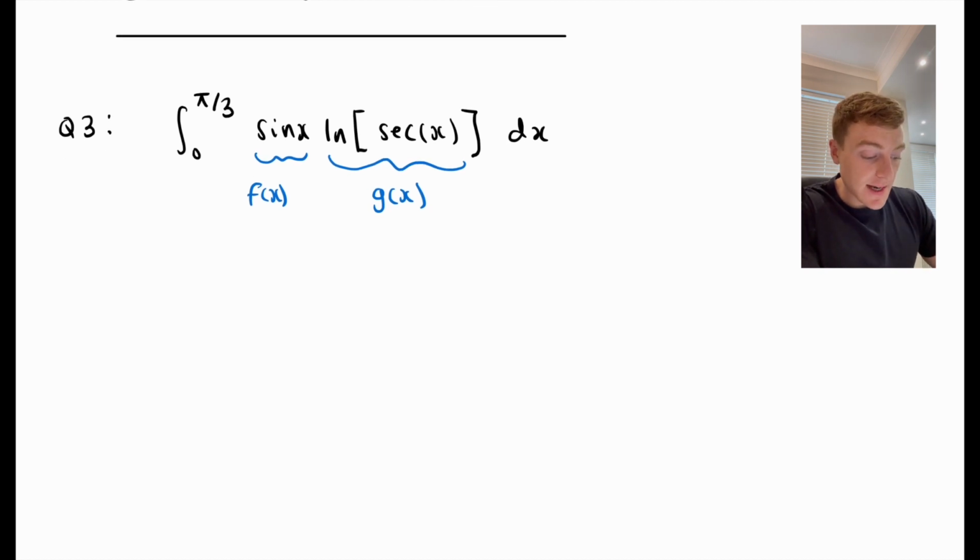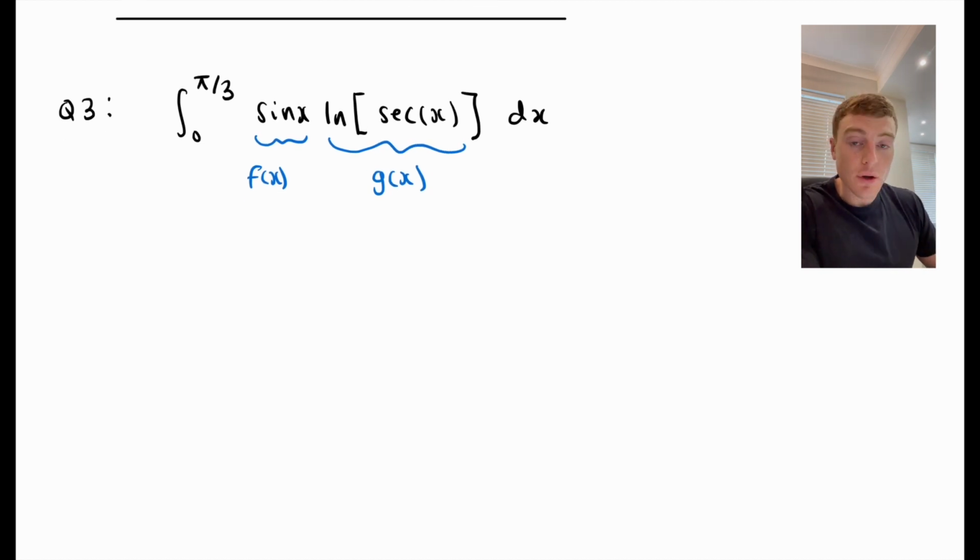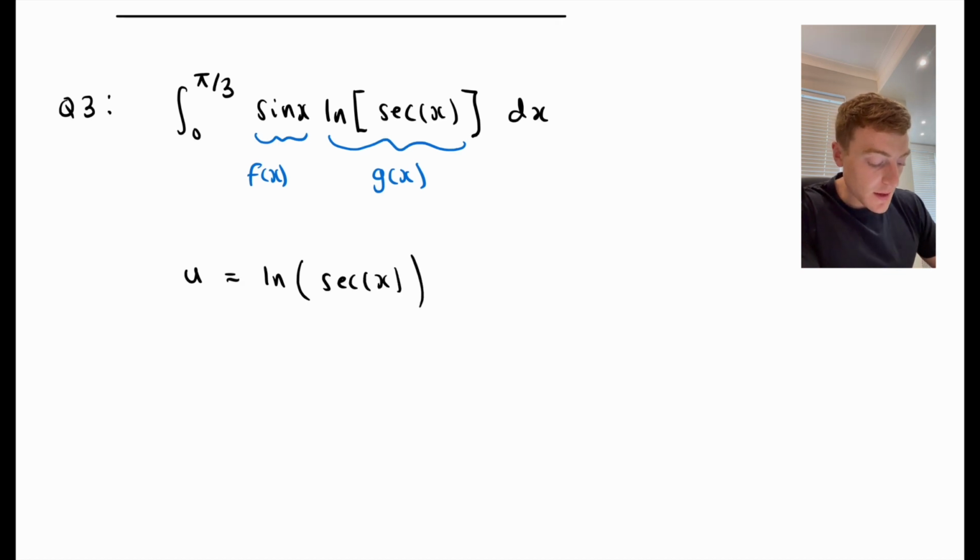Now we stick to exactly the same process. I know that log comes first in LIATE. So my u is just going to equal ln of sec of x, and then my dv by dx will be my other function. So that's just going to be sine x.